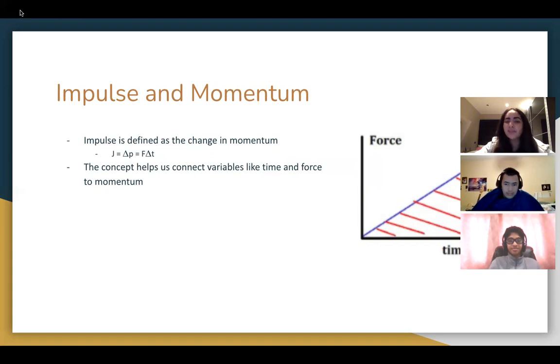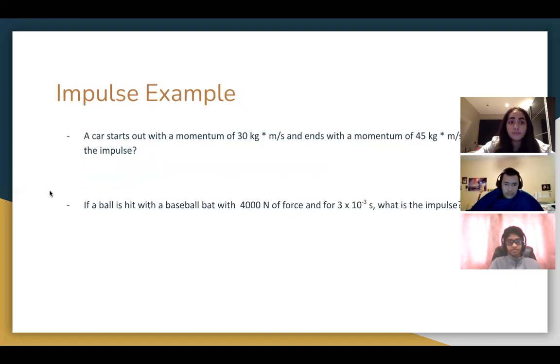It sometimes seems like a really weird concept because change in momentum doesn't seem to be that helpful, but it allows us to connect variables like time and force to momentum, which is obviously super helpful because it deals with mass and velocity. And here are some really basic examples, and I'll give 3 seconds to pause and try both of these problems.